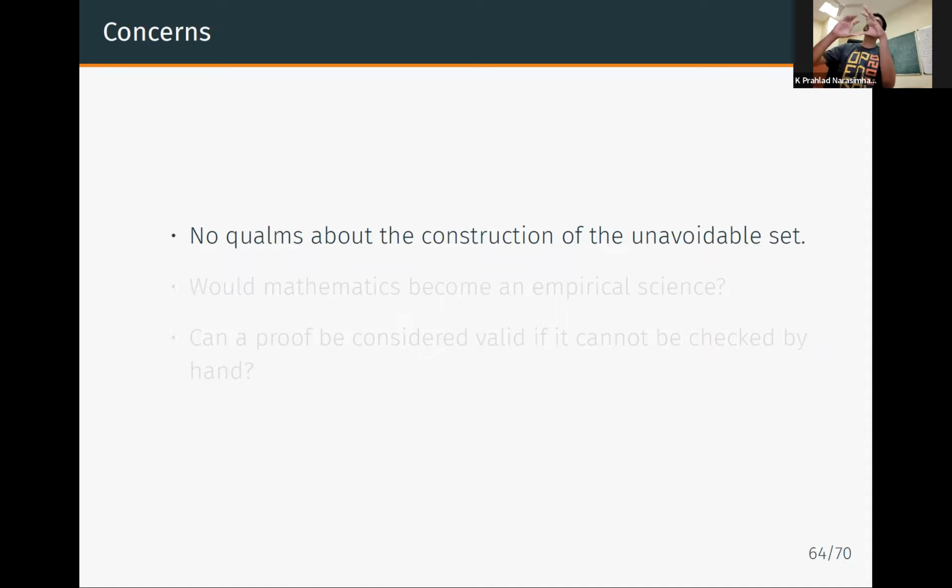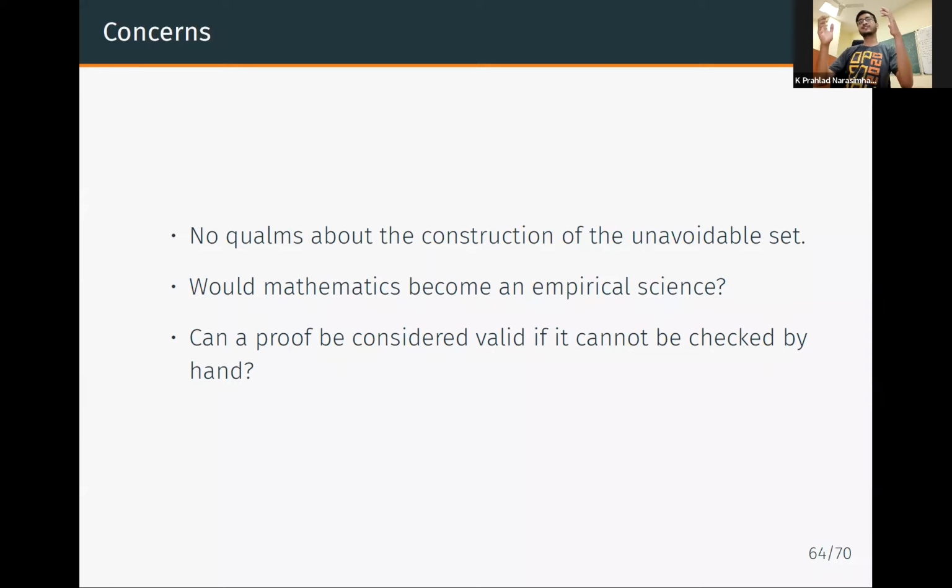And even then, he was okay with the construction of the unavoidable set because it was done by hand. Even though it was 700 odd pages, he was fine with it. But he was not okay with the reduction part, which used a lot of computing. And he feared that mathematics would become empirical, in his words, like physics. And he asked if a proof can be considered valid if it cannot be checked by hand.